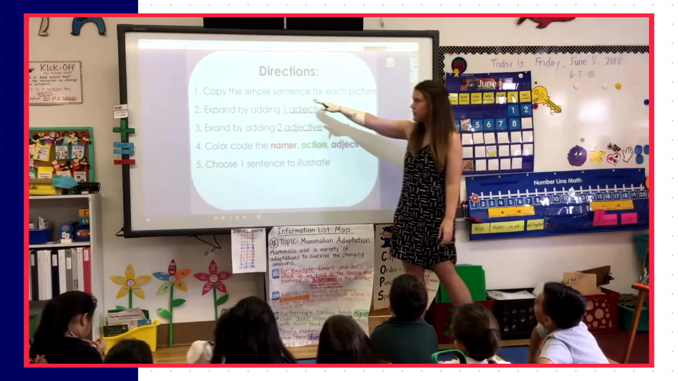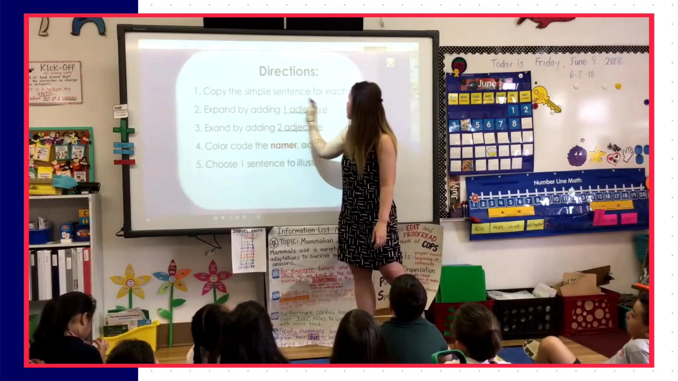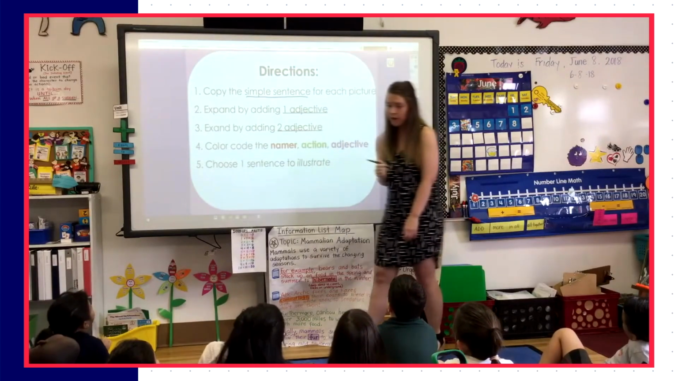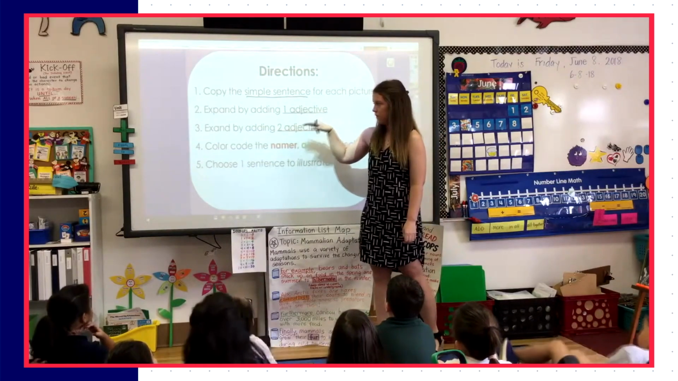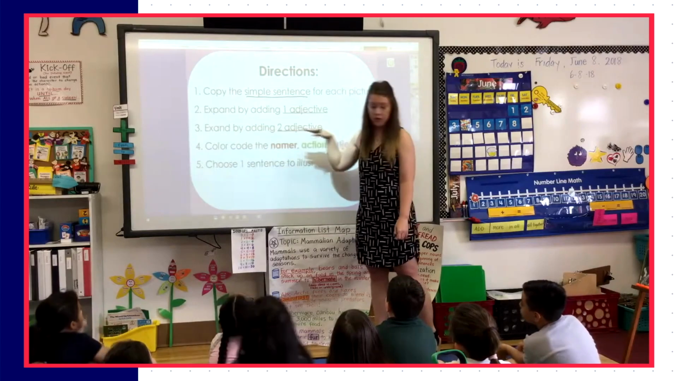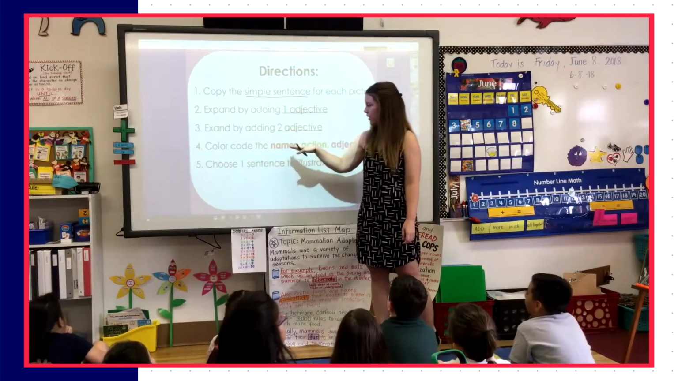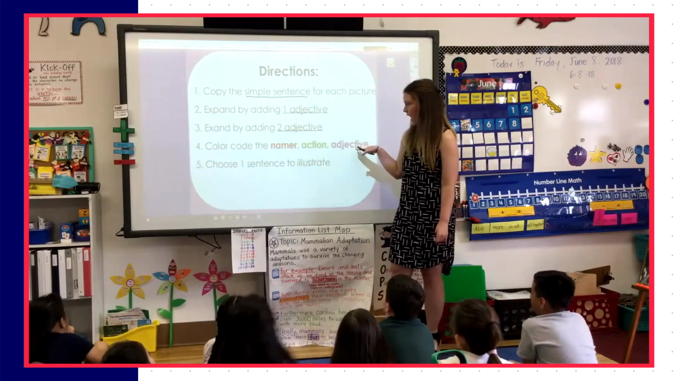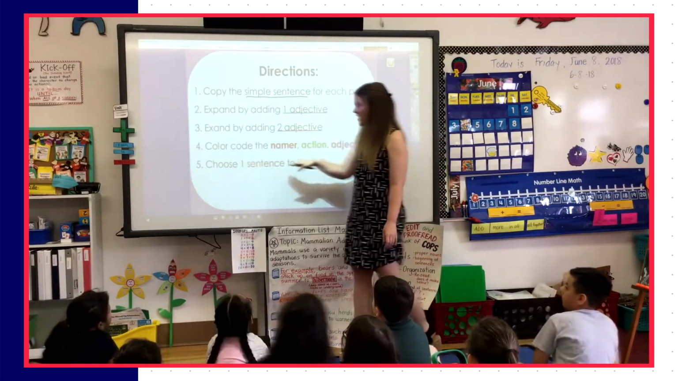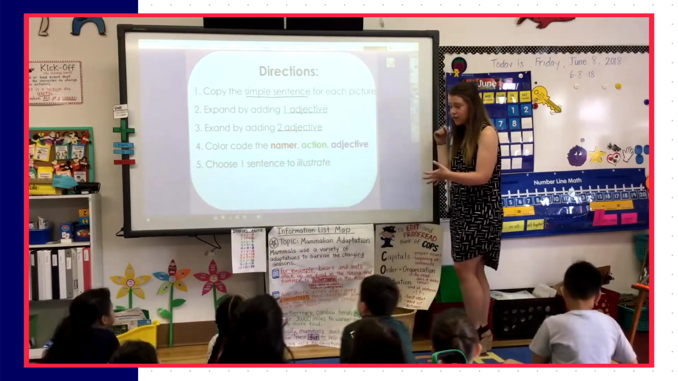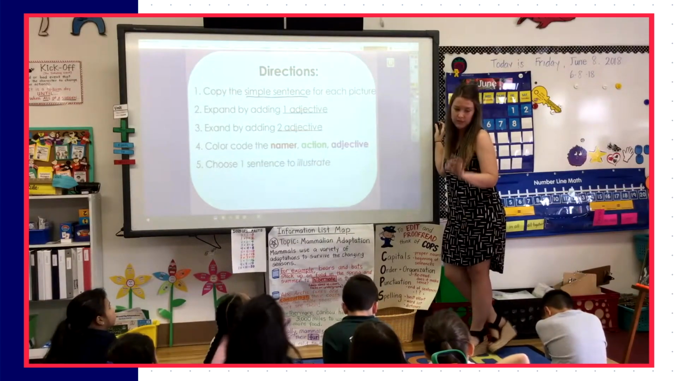The first thing you're going to do is copy the simple sentence for each picture. Then you're going to do another sentence by adding one adjective. Then you're going to do another sentence and you're going to add two adjectives. Good. Then you're going to color code the namer, action, and adjective. Red, green, okay? Then you're going to choose one sentence, whichever was your favorite, to illustrate it. And then we're going to come back and we're going to share some of our juicy, juicy sentences.